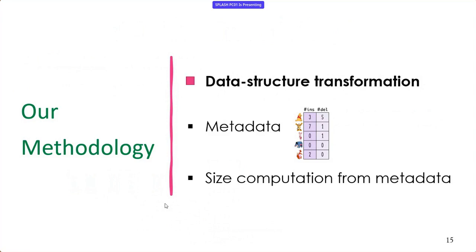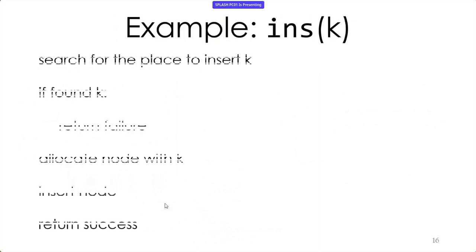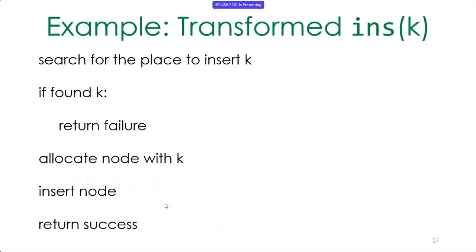So starting with the transformation, I'll demonstrate that on an insert operation. So an insert operation of a set would typically look something like this. Let's first search for the place to insert the key k. If you found k in the set, then you need to return failure, because a set is a collection of distinct items. But else you can allocate a node with k and insert it to the set and return success. All right, now how do we transform it to use our size mechanism?